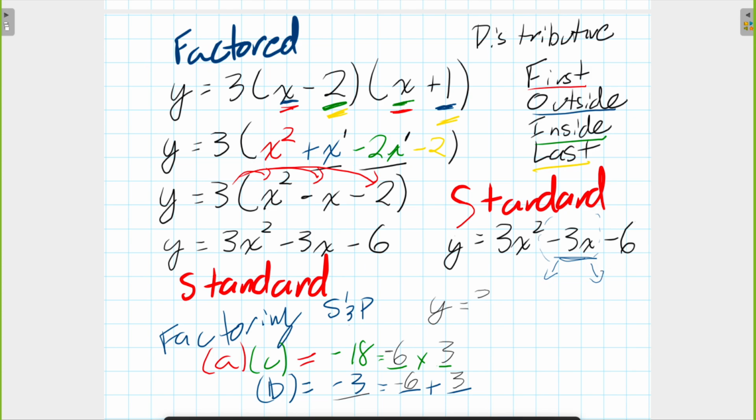y is equal to 3x squared, and -6. Those will stay the same. But with the middle term, I can say -6x and +3x. If you look at these two terms, if we were to combine them, because they are like terms, they equal -3x. So we haven't changed anything in the equation. We've changed the terms themselves, but what the equation is equal to is exactly the same. So we've decomposed it, split it into two terms.